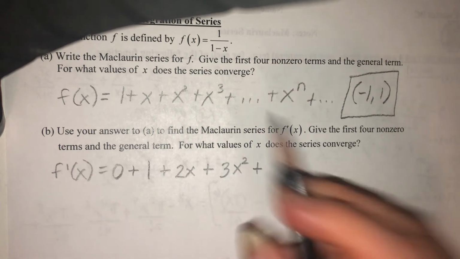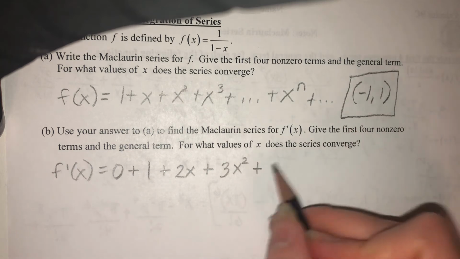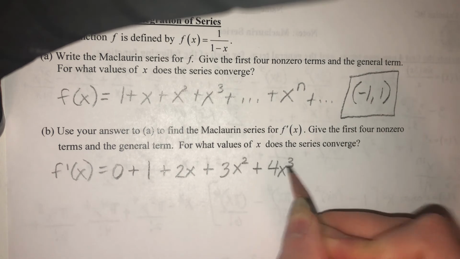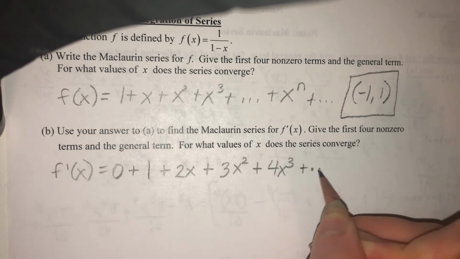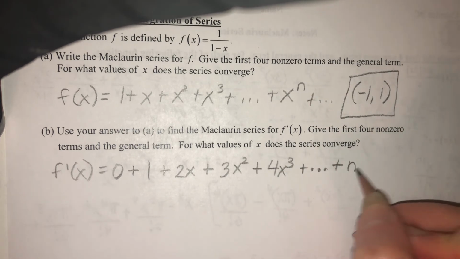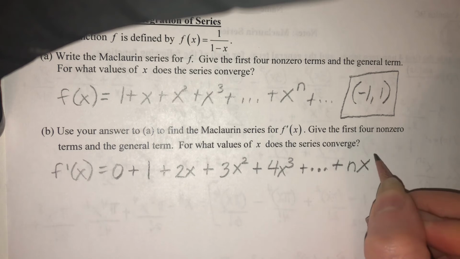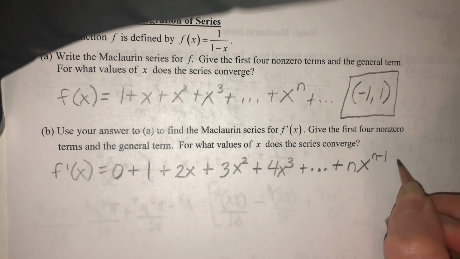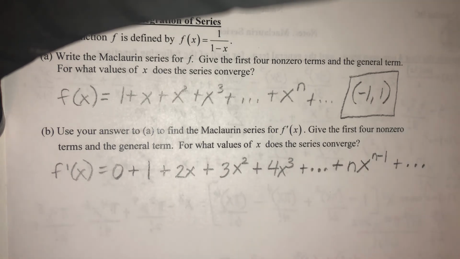I have to go to the next one. It would be x to the 4th here. So 4x cubed is the derivative, plus dot dot dot, plus the general term, n comes in front, multiplies times x raised to the power of n minus 1, plus dot, dot, dot.